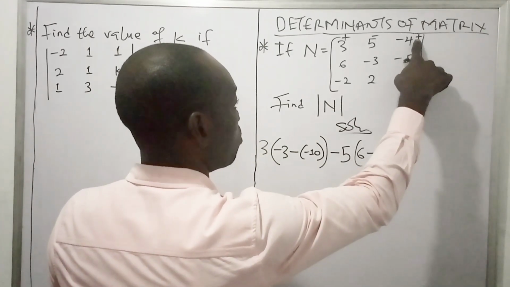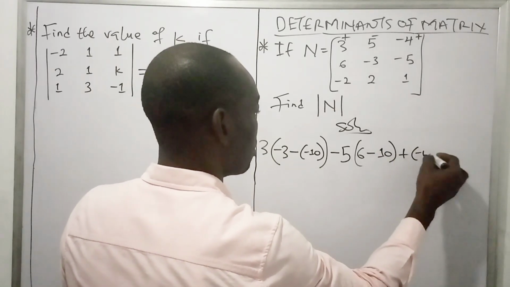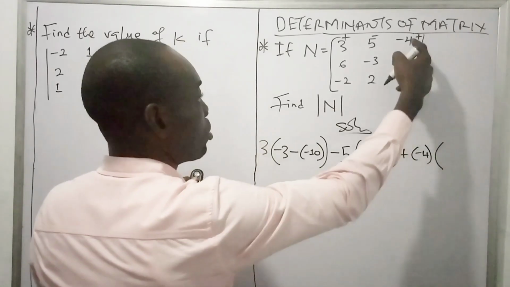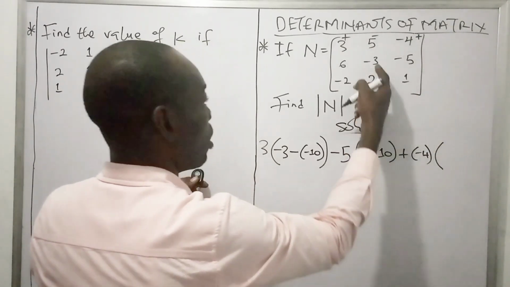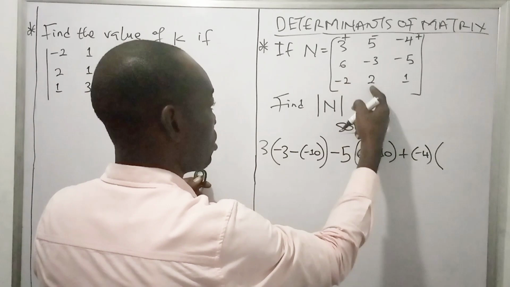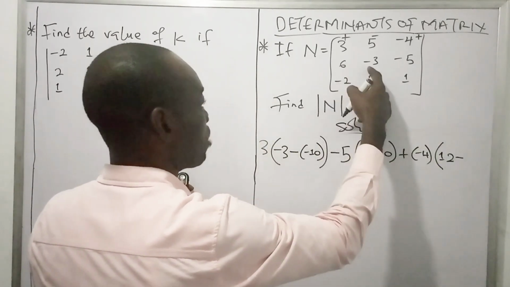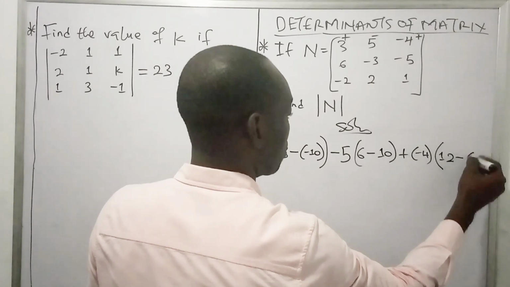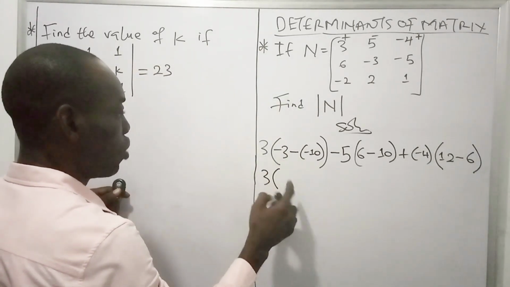Okay, the next one is going to be positive, but the element there is having a negative sign. When we're using the 4 now, we're going to close this column and close this row, then work with these 4 elements here. So 6 times 2, that will give us 12, minus 2 times minus 3 will give us positive 6.